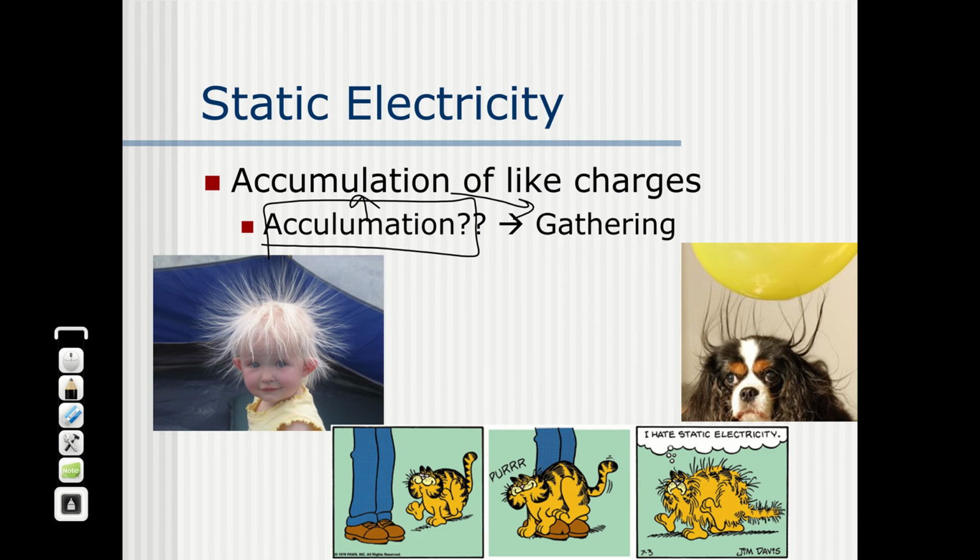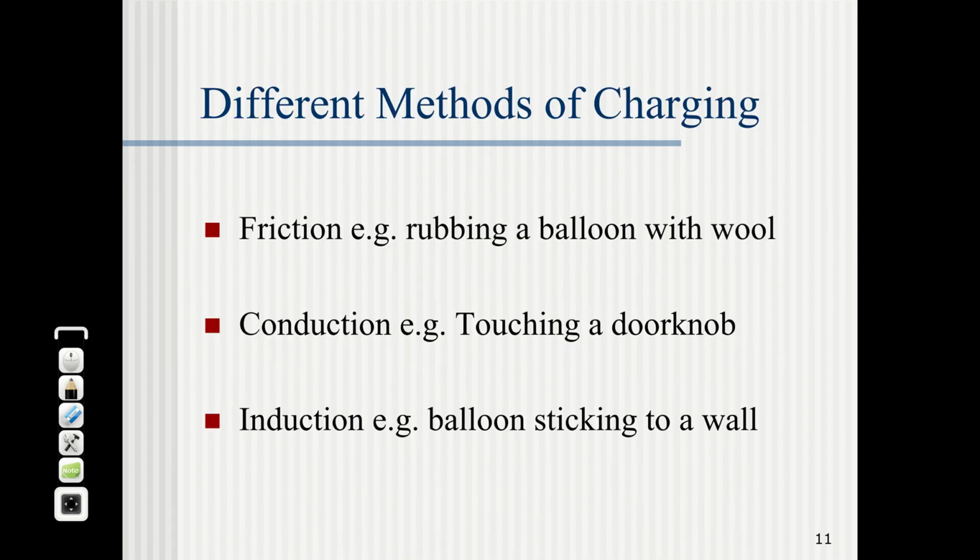What happens is you get all like charges. What we're basically seeing in this dog's hair is this strand of hair is negative, this strand is negative, this strand is negative, and what's happening is it's trying to repel itself, essentially. It's trying to spread out. And that's why Garfield's so mad down there too.